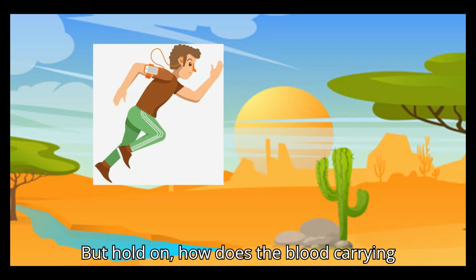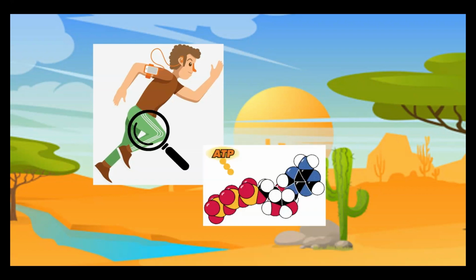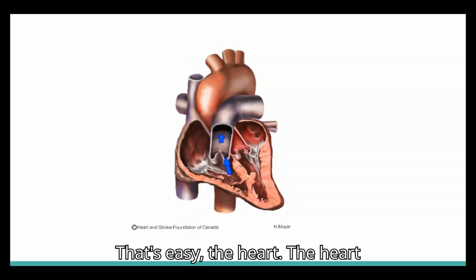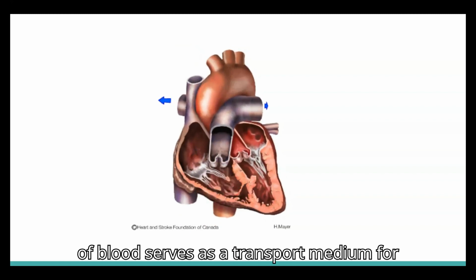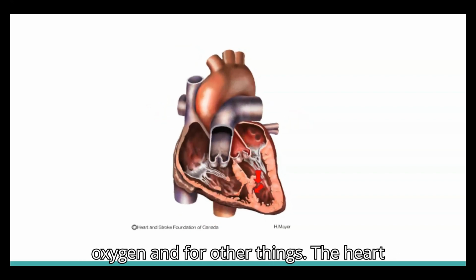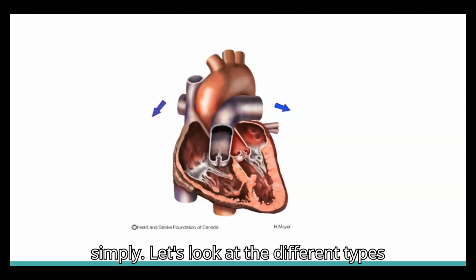But hold on, how does the blood carrying oxygen move around the body? That's easy, the heart. The heart functions as a pump for blood. The role of blood serves as a transport medium for oxygen and for other things. The heart seems complicated, but can be broken down simply. Let's look at the different types of blood vessels.